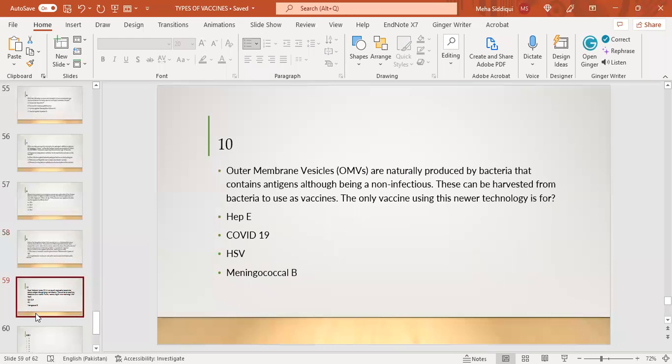MCQ number 10. Outer membrane vesicles (OMVs) are naturally produced by bacteria and contain antigens, although being non-infectious. These can be harvested from bacteria to use as vaccines. The only vaccine using this newer technology is for hepatitis A, COVID-19, herpes simplex virus, or meningococcal B. D is the right answer, meningococcal B.